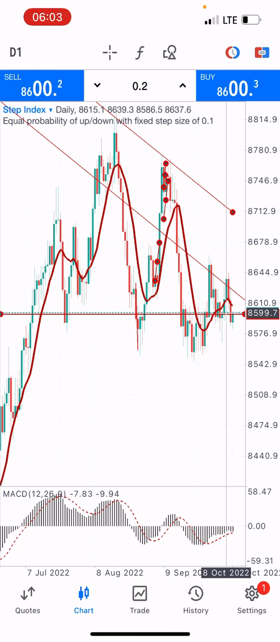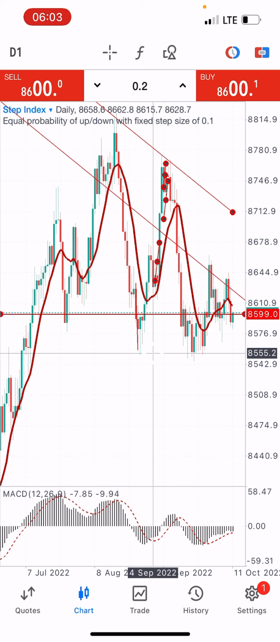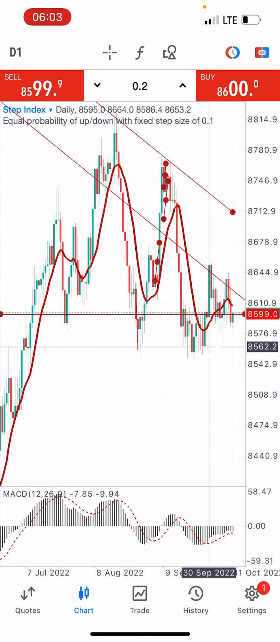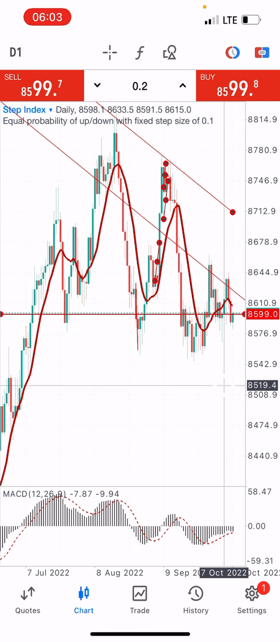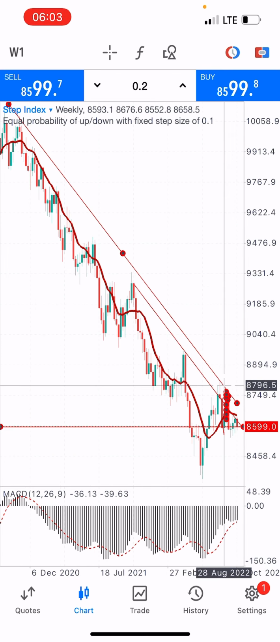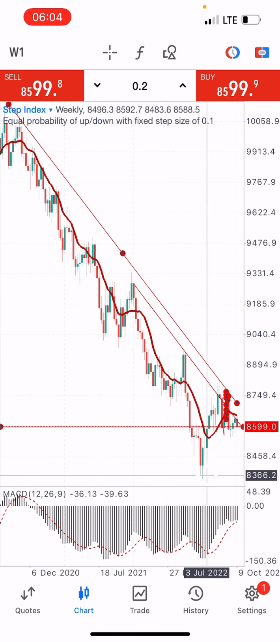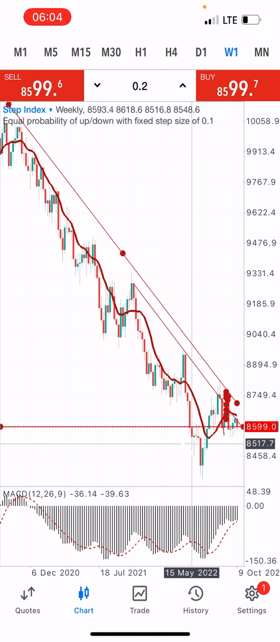So I'm gonna be looking at when step index breaks this support level. As soon as step index breaks this support level and retests, I'm gonna be entering again. So this is a trading opportunity again. I'm calling it out for you guys, a step index long-term trade, guys.